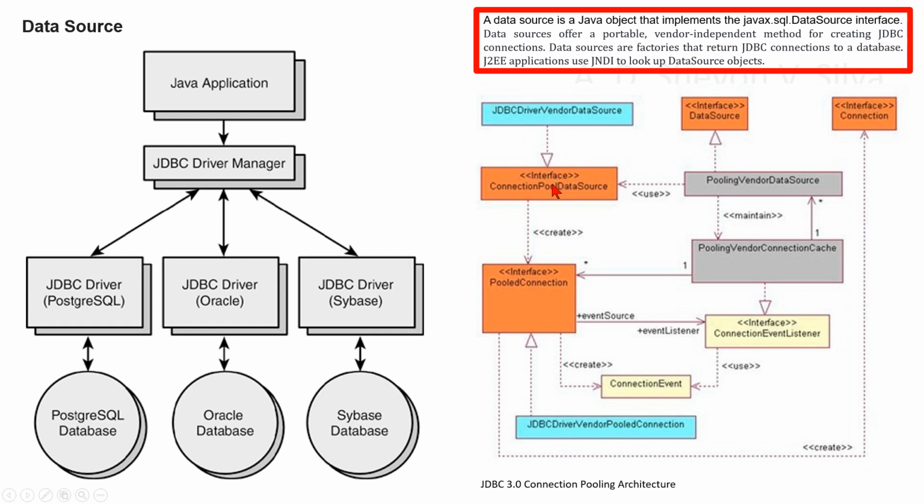And here then connection pool data source creates pool connection. Here the pooling vendor data source implements the data source interface. The pooling vendor data source uses connection pool data source, and here the pooling vendor data source maintains pooling vendor connection cache.